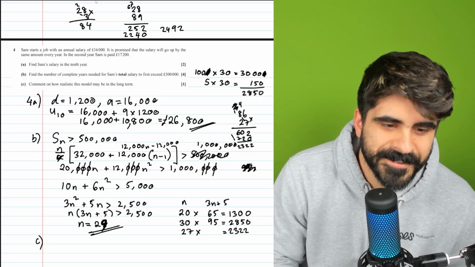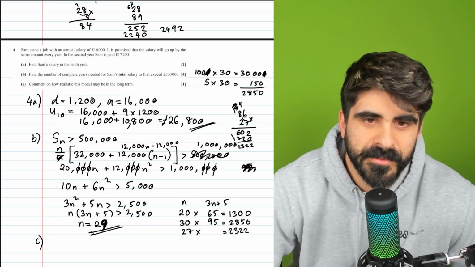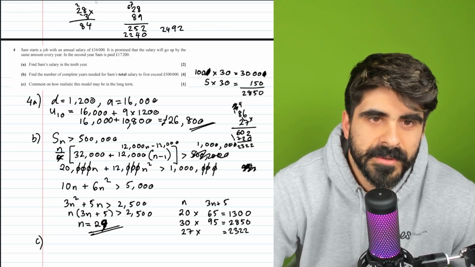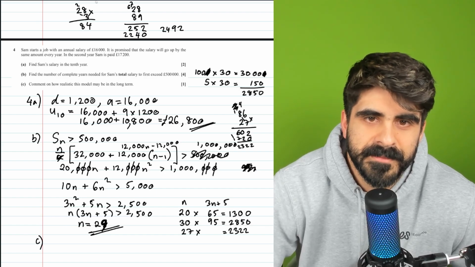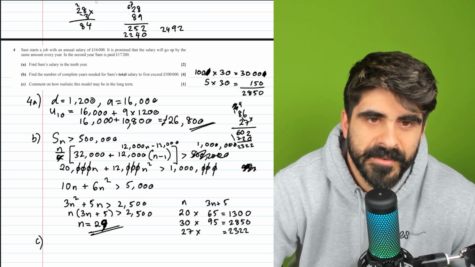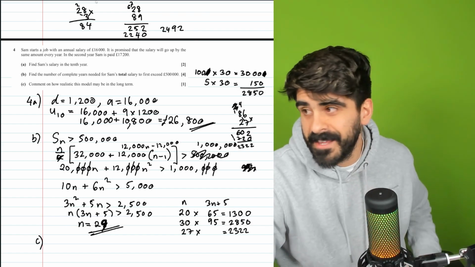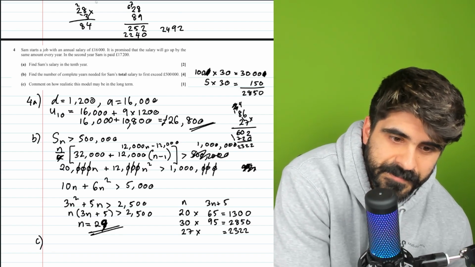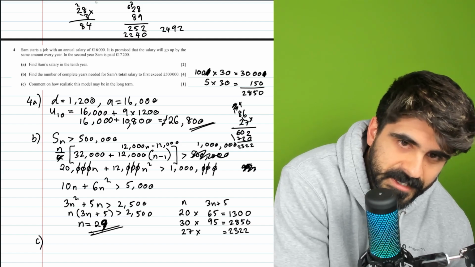Final answer. Comment on how realistic this model may be in the long term. Sam starts with a job with an annual salary. He's promised the salary will go up by the same amount every year. In the second year, Sam is paid. I hate these kind of questions. Comment on how realistic in the long term. So it's taken 29 years.